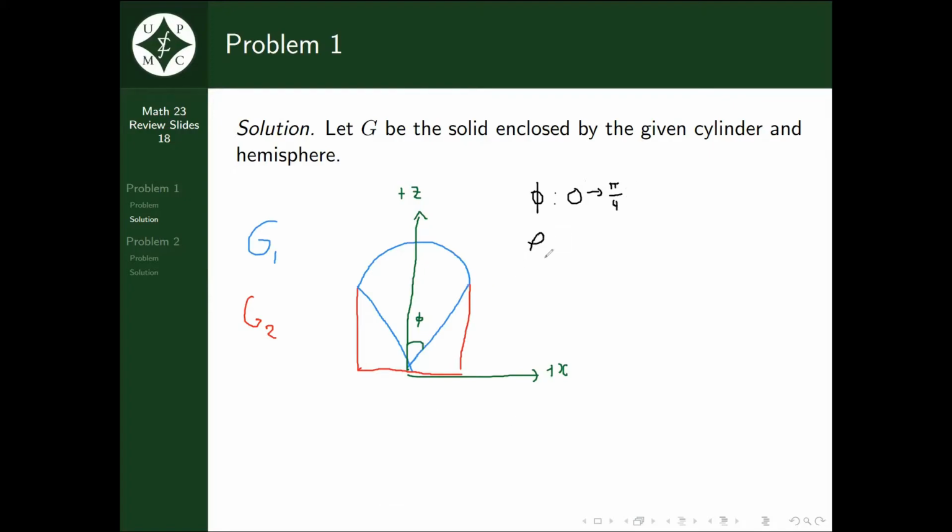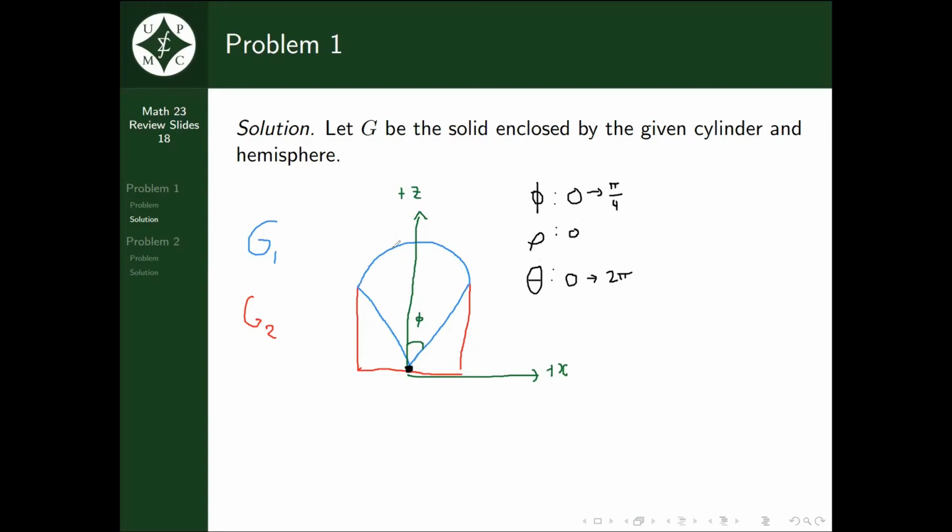But what about rho and theta? Well, theta is very easy because our surfaces have no theta dependence. So basically, you can rotate them using theta and they won't change. Theta is just the whole thing, or 0 to 2 pi. And 0 to 2 pi also holds for G2. But what about rho? Well, rho is somewhat easy if we look at this diagram. So when we integrate, we start with the origin. And since the origin is included in G1, rho has to start from 0. But what's the upper bound?